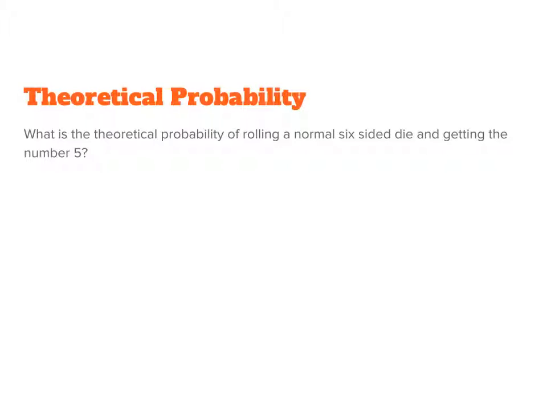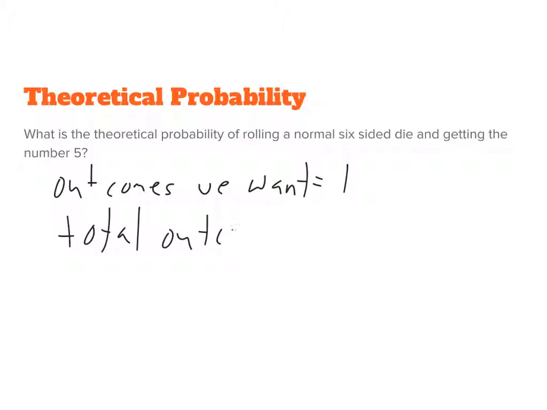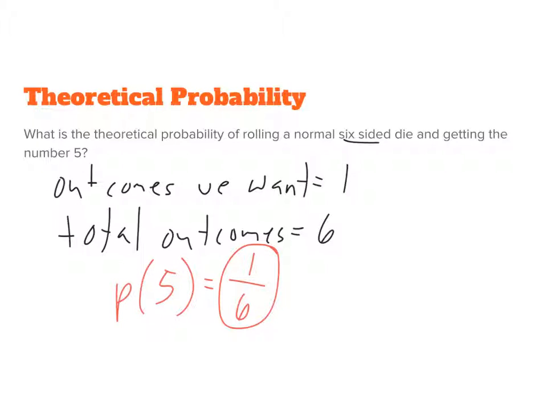So our first question is, what is the theoretical probability of rolling a normal 6-sided die and getting the number 5? Okay, so outcomes that we want. There's only one 5 on a normal 6-sided die. Total outcomes, there are 6 total choices I could have, because again, it's a 6-sided die. So the probability of getting a 5 would be the number of outcomes that we want over the total outcomes, which would be 1/6.